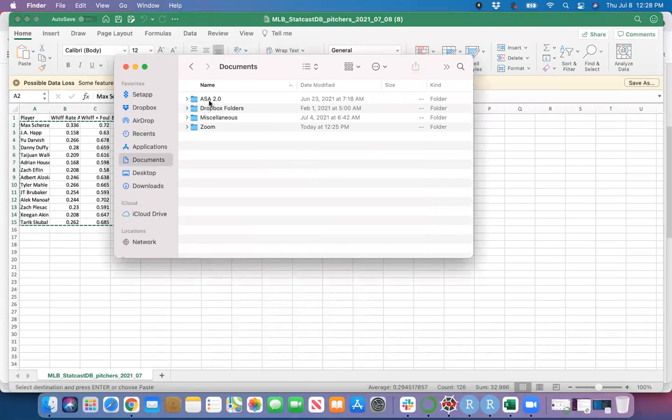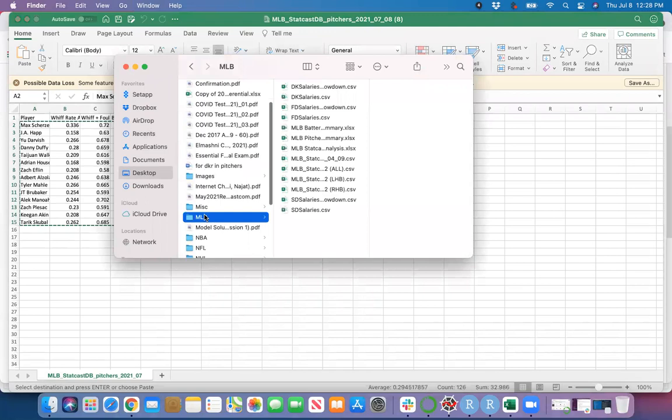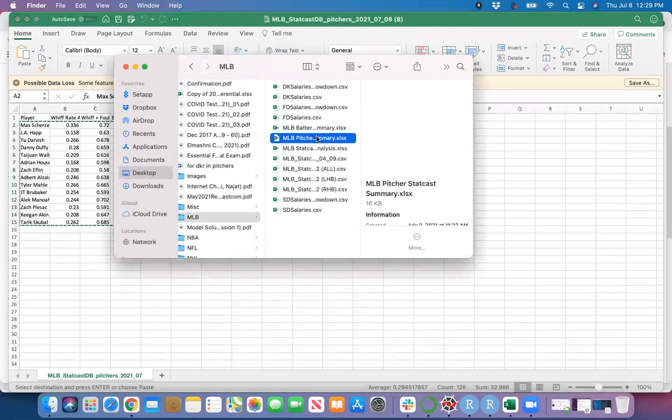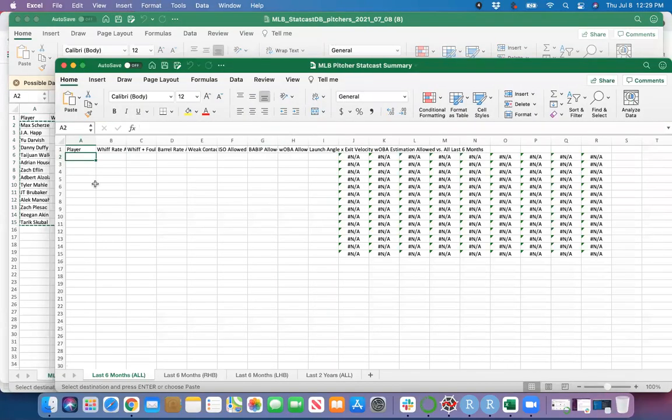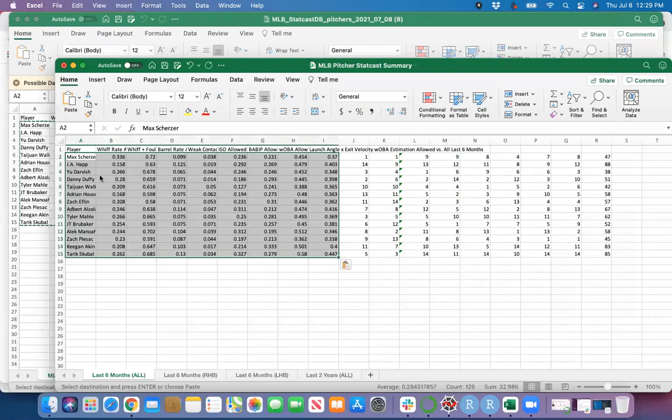So let me go here, MLB, and let's see, there we go, pitcher summary. And I'm going to paste into there. Now, what I've done here in this extra sheet is created these columns where I'm ranking how each of these pitchers compared to the other pitchers for each of these 8 categories.